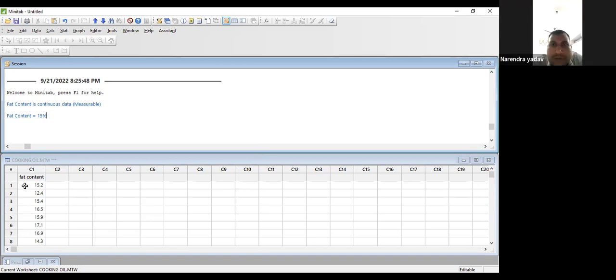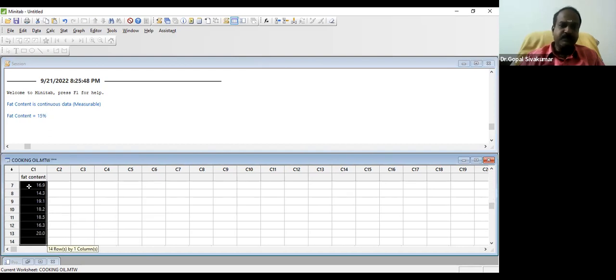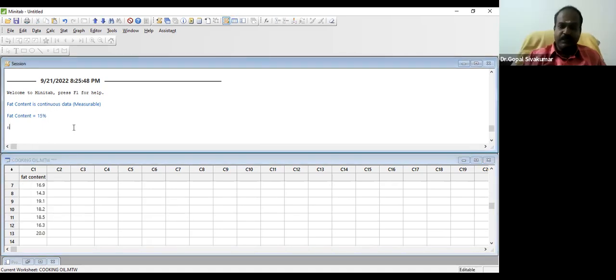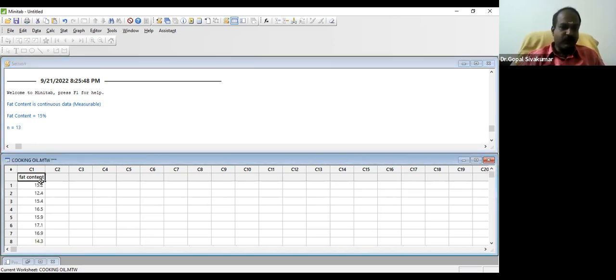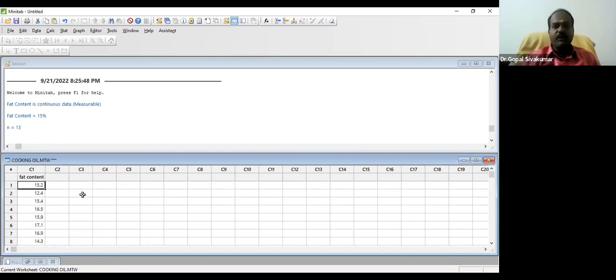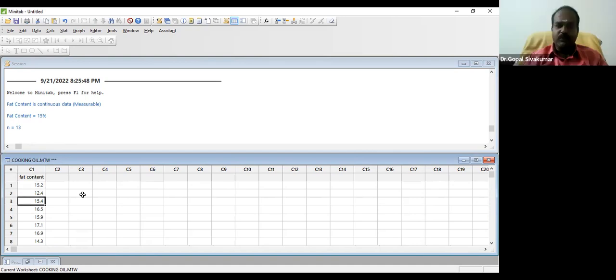So you have taken samples of cooking oil bottles. How many samples have you taken? 13 samples. Your n equals 13. You studied 13 cooking oil bottles by sending them to a laboratory, and the results came. Now look at the readings. What is the fat content report for the first bottle? 15.2. Second, 12.4. Third, 15.4.